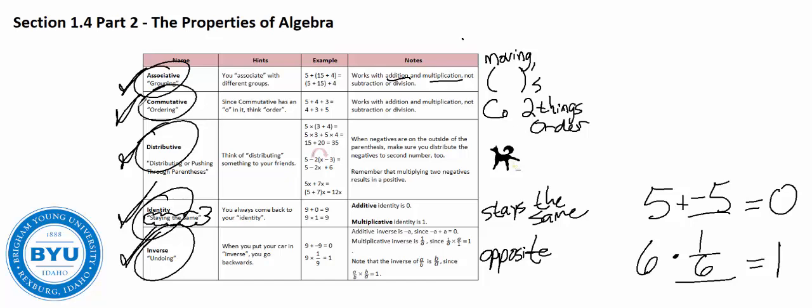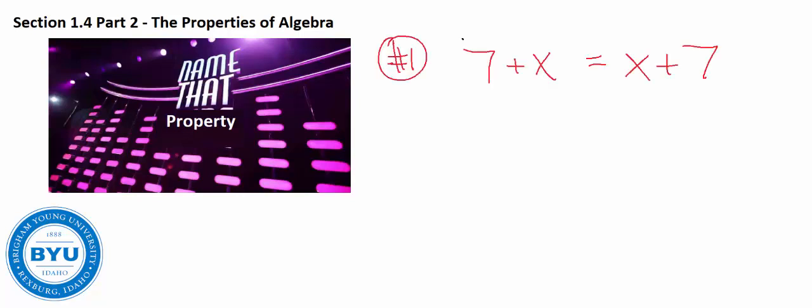Okay, it's your turn to play Name That Property. Okay, so here's how it works. Take out your notebook. We're going to be writing up some properties, and we're going to see if you know what the name of that property is. You can use your notes. Let's see how it goes. Here is property number 1. Pause your video, write it down. Let's see if you can name that property.